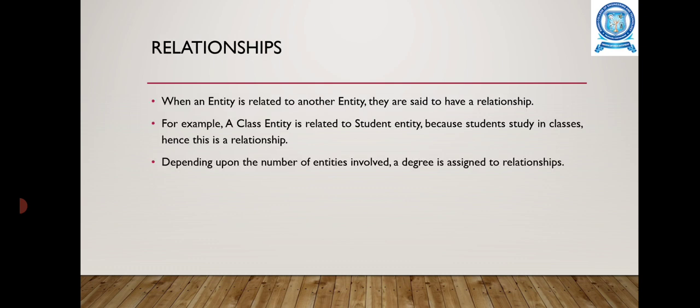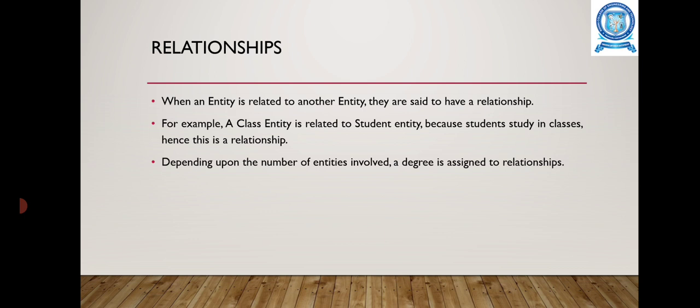Next one is the ER relationship. Relationship means when an entity is related to another entity, they are said to have a relationship between them. For example, a class entity is related to a student entity because students study in classes. Hence, this is a relationship.